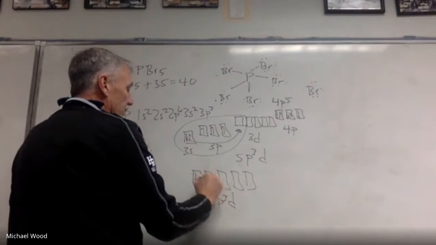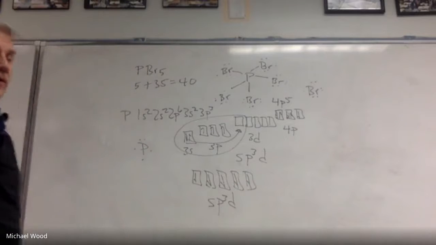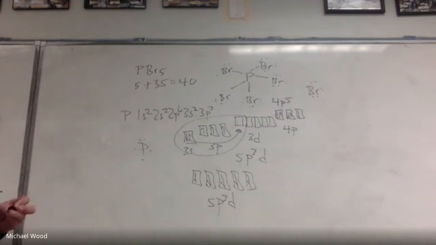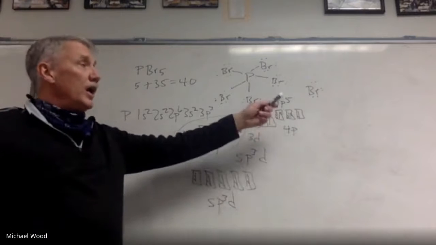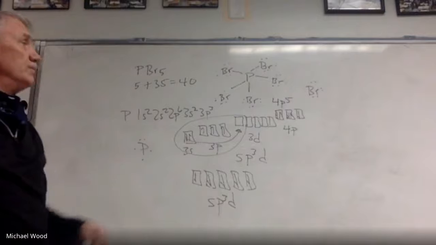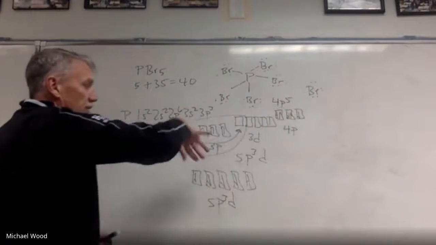And what I've got is I've got all of them with a single electron in there. And then if I go back with bromine, there was 5 bromines, so they can all pair up. So there's 1, and I could draw 5 more.